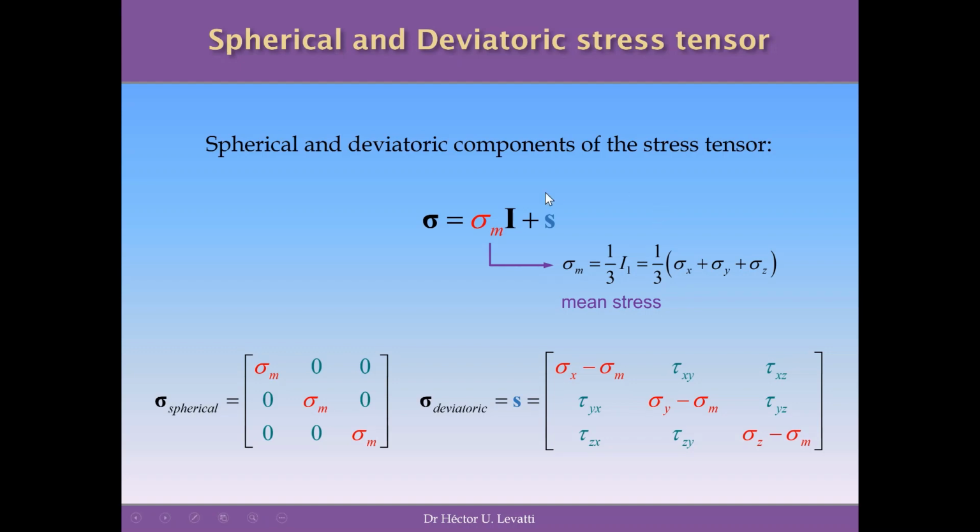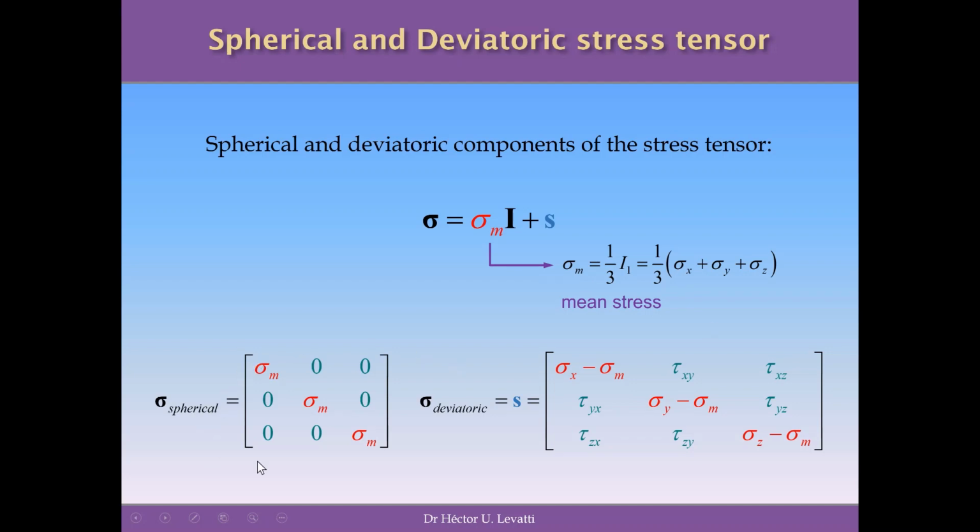The other thing that is important to understand in terms of the tensor is that the tensor is a representation of the state of the stresses at a point in a problem, and can be decomposed into two components. A component that we call the spherical component and a component we call the deviatoric component. And this is important because the spherical tensor has certain properties and the deviatoric tensor has other properties.